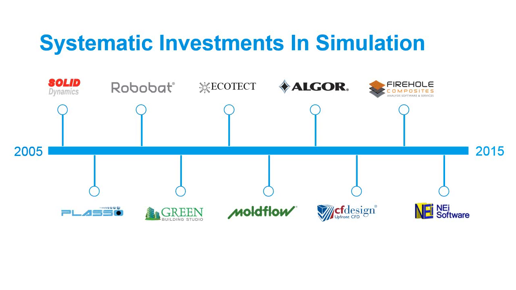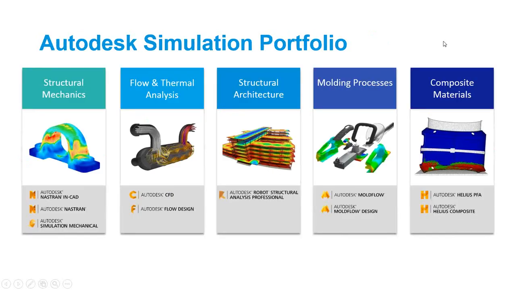And then recently, about a year or so ago, they purchased NEi Software, and that allows them to have the Nastran capabilities and the Nastran solver and the mechanical. So all these products come together to create the portfolio of products. So you have the structural mechanics through Autodesk Nastran In-CAD. There's the standalone Nastran solver, as well as Simulation Mechanical.